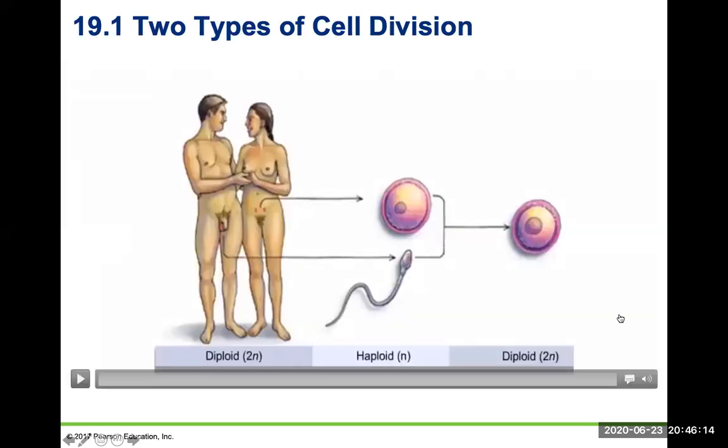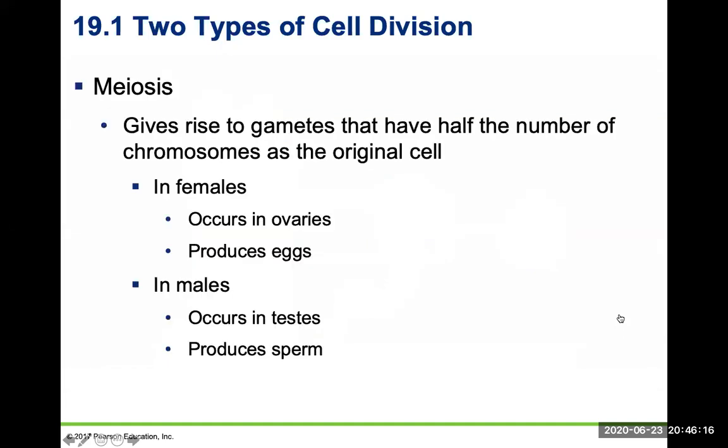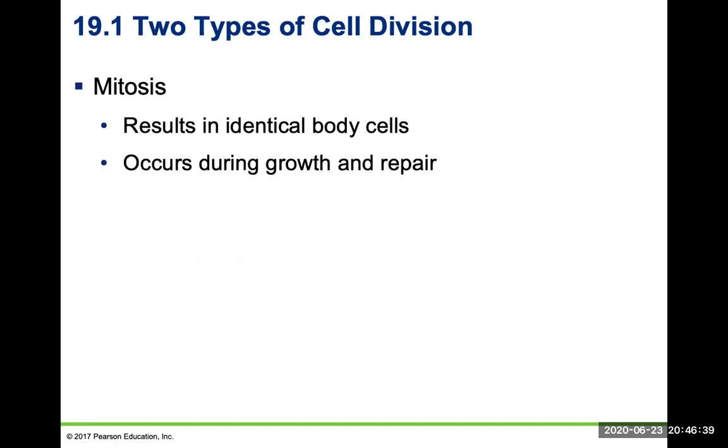I'll have you guys watch this video on your own. Meiosis gives rise to the gametes that have half the number of chromosomes as the original cell. And that's because in females with our ovaries producing eggs and in males with the testes producing sperm, each egg and each sperm has half the number of chromosomes. So with that, when they unify or join during fertilization, they'll make a complete set.